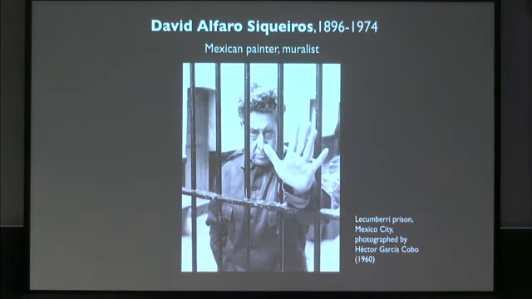This is Siqueiros. Siqueiros is a very well-known Mexican painter. In particular, he was a muralist and he was a political activist. He was a hardcore left-wing party leader, and that's why he was in prison at some point in Mexico. And again, his paintings have become part of modern Mexican culture.